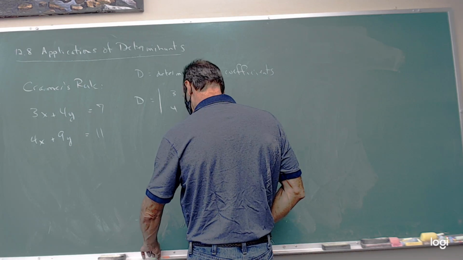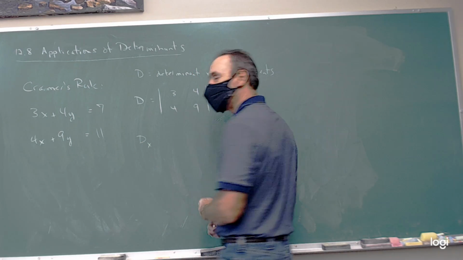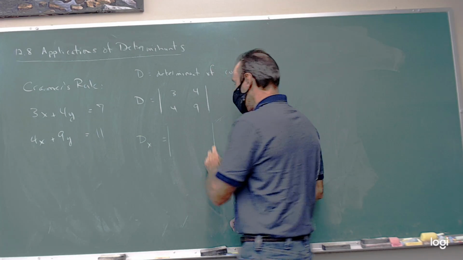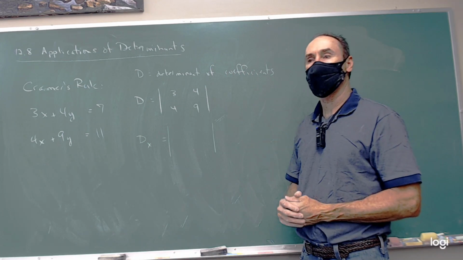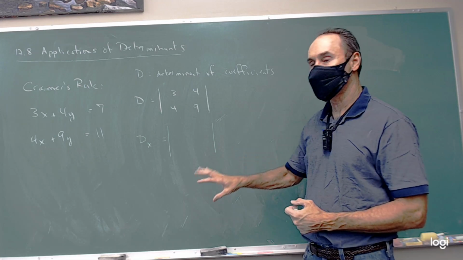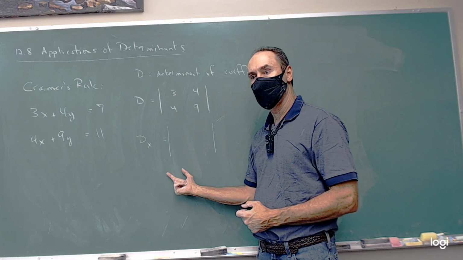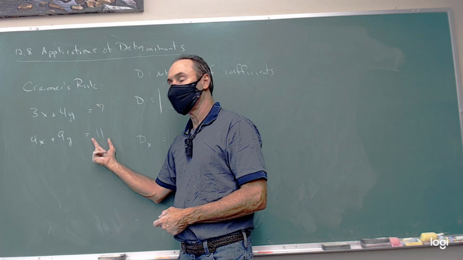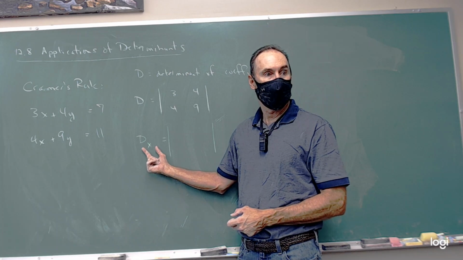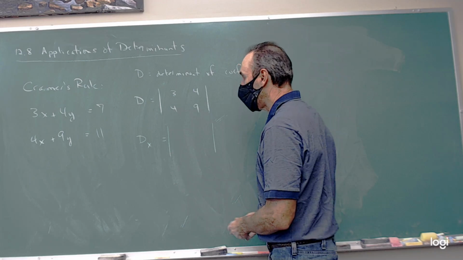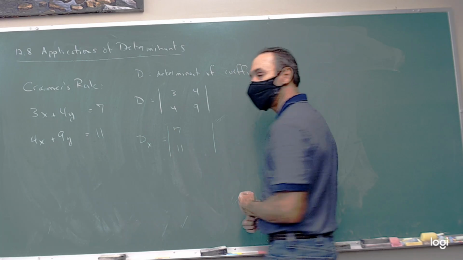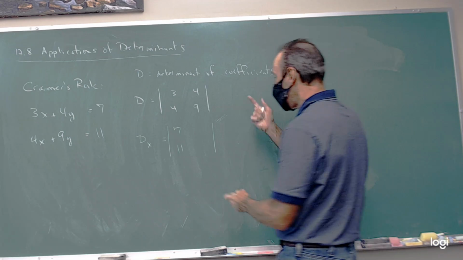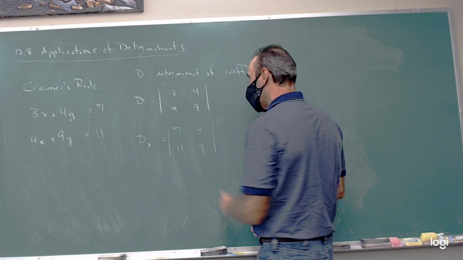Then we create a new determinant we call d sub x. D sub x we construct by starting with our determinant of coefficients and then replacing the x column by the constants on the right side. So replace the x column by the right-hand side. So 7, 11 now becomes the first column. We threw out the x coefficients. The y coefficients stay there, 4, 9. That's dx.